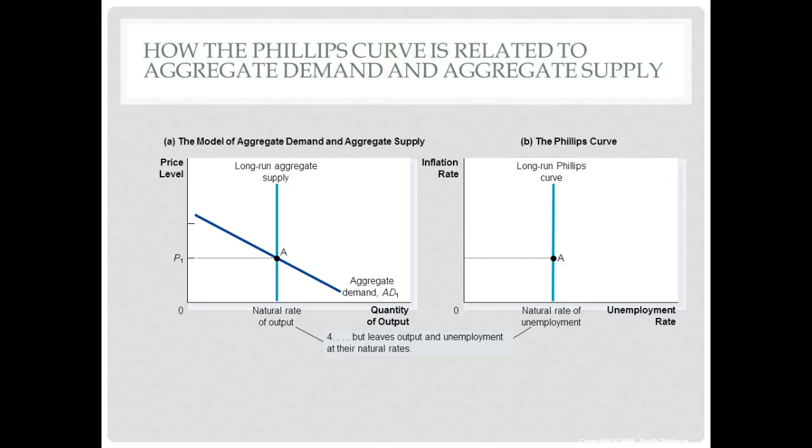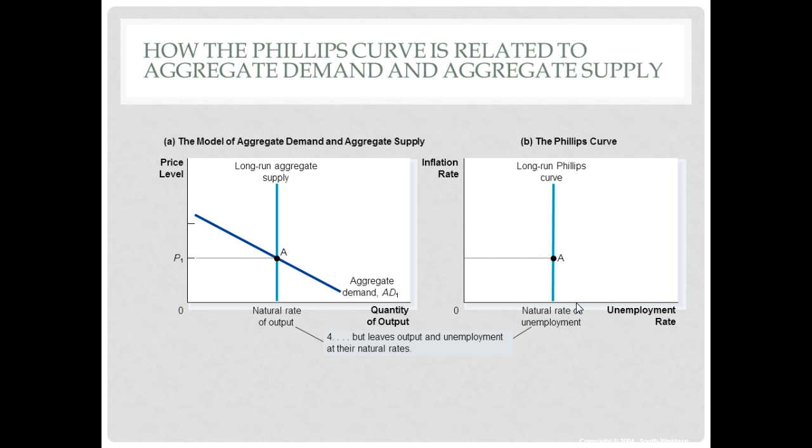Let's take a quick look. Remember that in the long run, virtually all economists agree the aggregate supply curve is perfectly inelastic, or perfectly vertical. So when we notice that fact, it really makes a lot of sense that the Phillips curve would also be perfectly vertical in the long run because, again, let's use the model to the left first.